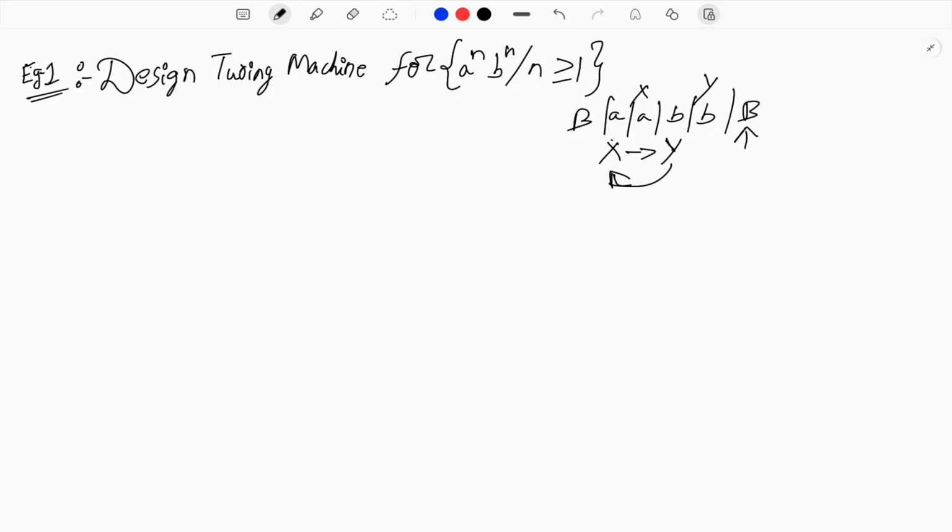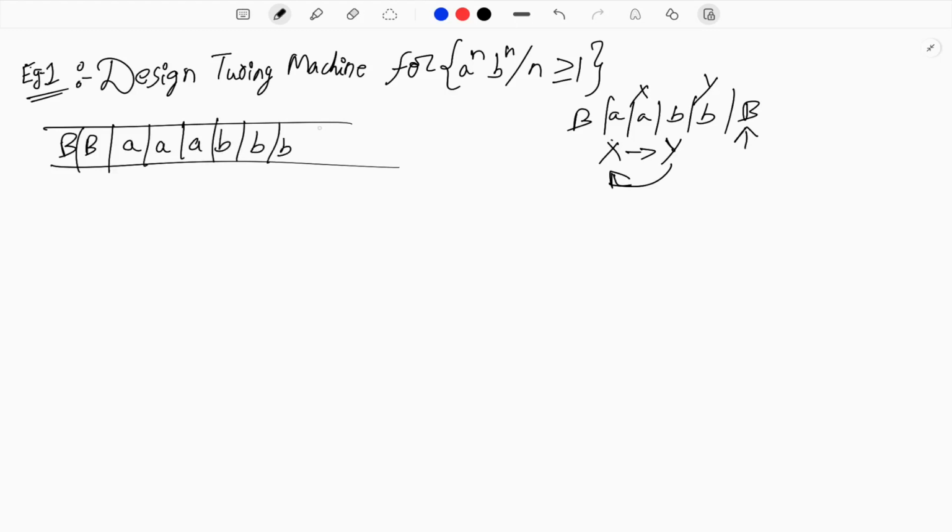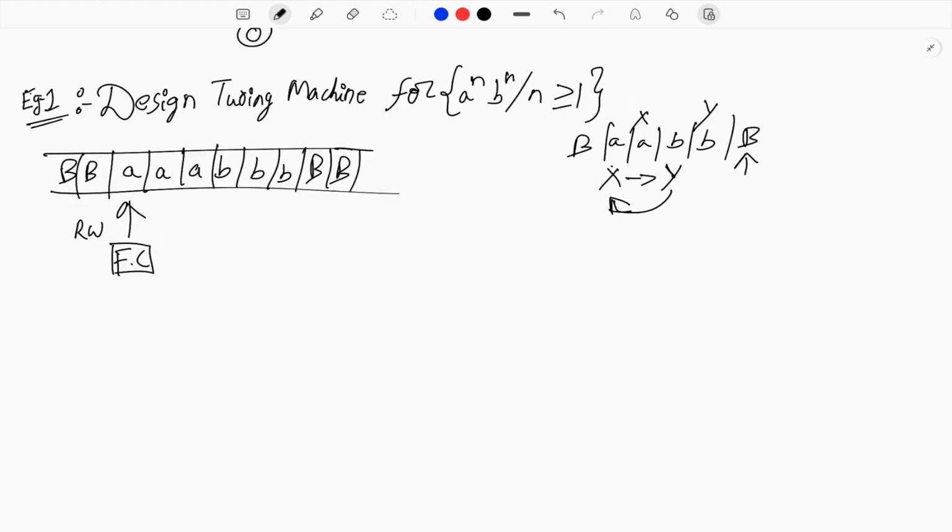Let's design the finite automata for this given example. Let's take a couple of blank symbols followed by a and b. The finite control should be there, and the read or write head will be there. It can move in both directions, right and left, whereas the finite automata and pushdown automata only move in one direction, towards the right. The length of the tape is infinite, and we can both read and write.